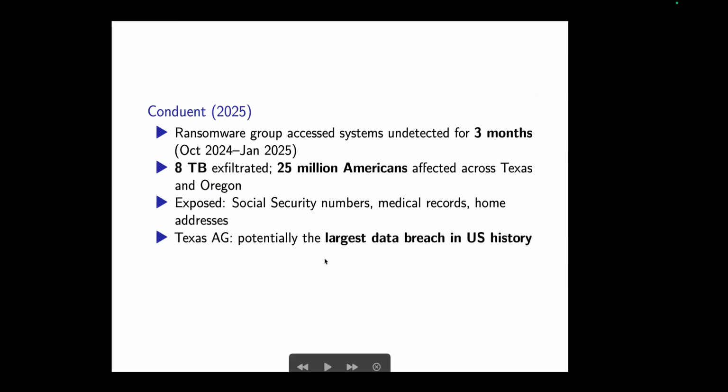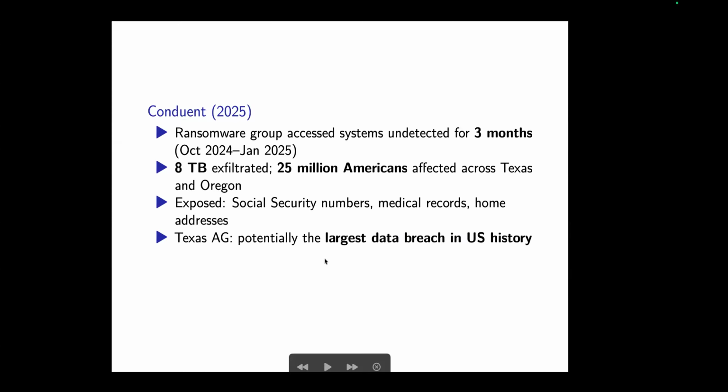A ransomware group accessed the system for 3 months, extracted 8 terabytes of data, and a lot of personal information leaked. Some news agencies were calling it the largest data breach in the US. Both of them are 2025.